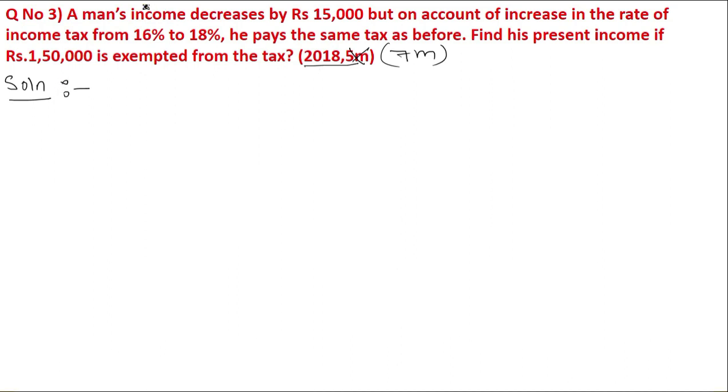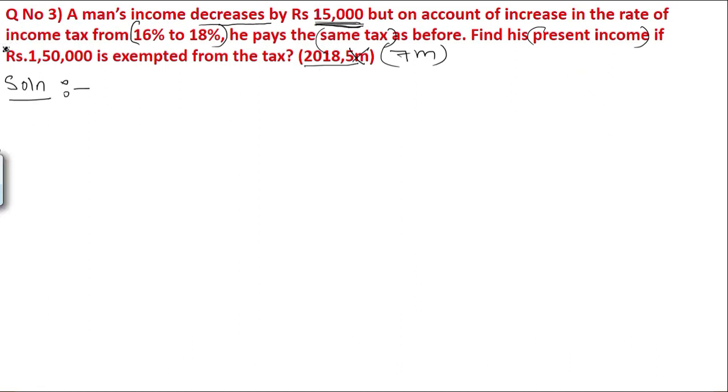So here you can see a man's income decreases by rupees 15,000. But on account of increase in rate, the income tax is increasing from 16% to 18%. He pays the same tax. Find his present income. Present income means the new income.